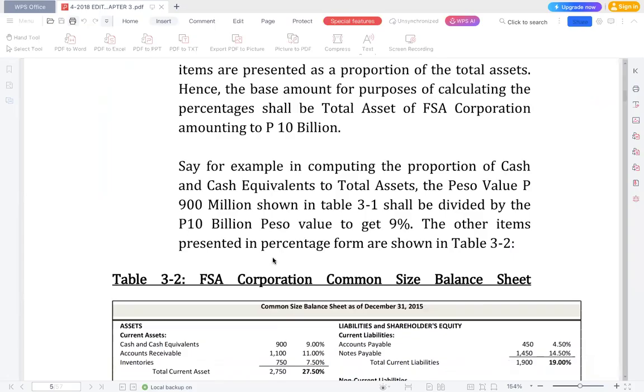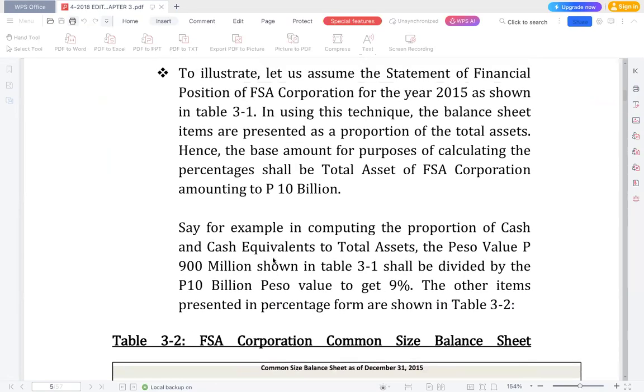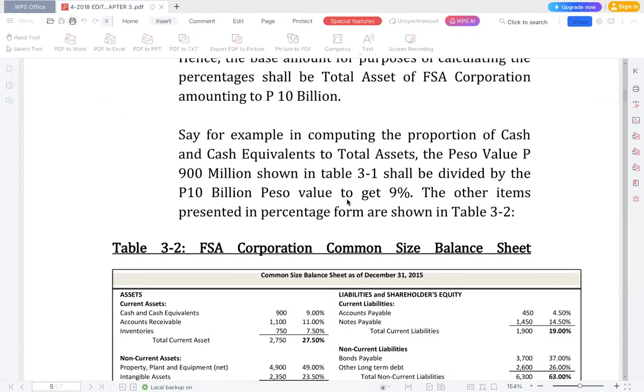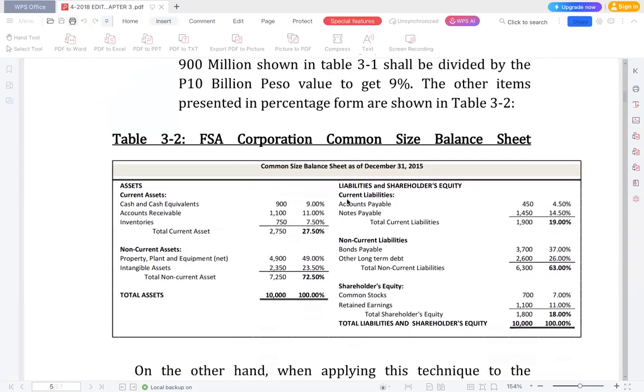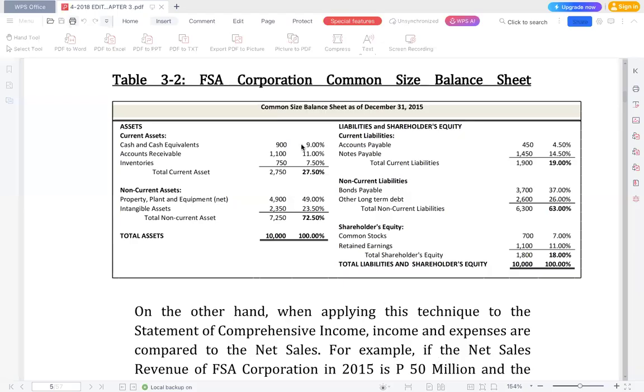So, say for example, in computing for the percentage, or common size balance sheet, the base amount is the 10 billion total asset. So for cash and cash equivalent, the peso value is 900 million as shown in table 3-1. It shall be divided by 10 billion. So we have here 9%. So 900 million, divided by 10 billion. While for PPE, we have 49%.